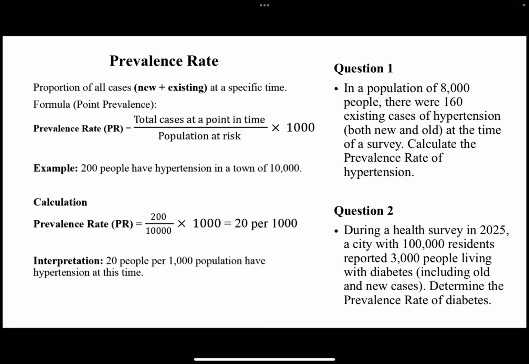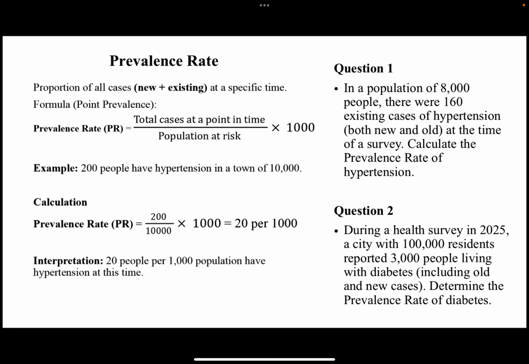So the population at risk is 8,000. There were 160 existing cases. We even qualified the existing cases of hypertension in brackets as both new and old at the same time. So that should tell you the total cases, new and old, is 160. So you are going to get 160 over the population at risk, which is 8,000. Then you multiply by 1,000.